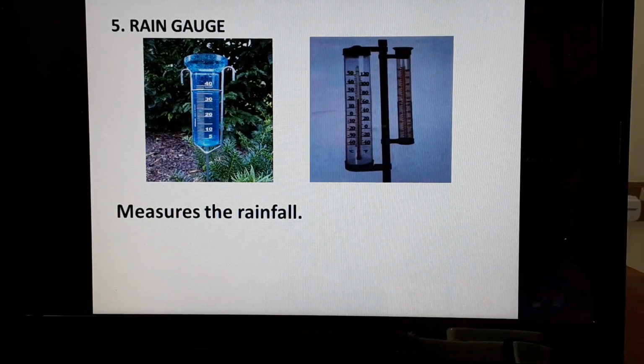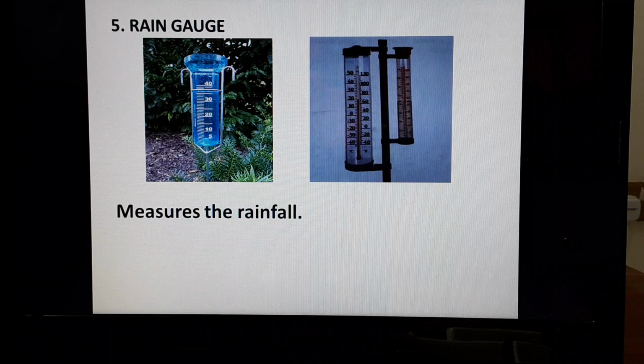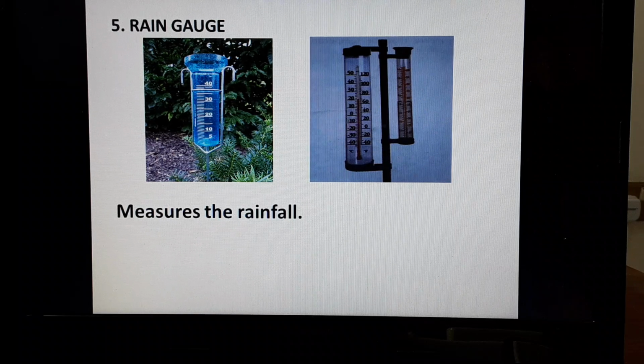The last instrument is the rain gauge. If you see, there are two types of rain gauge, and there are also measurements written outside the glass. So what is the function of the rain gauge? The rain gauge measures the rainfall. So when it's raining, the water will fill inside the cylinder, and the people studying the weather can measure how much rainfall we got that day.